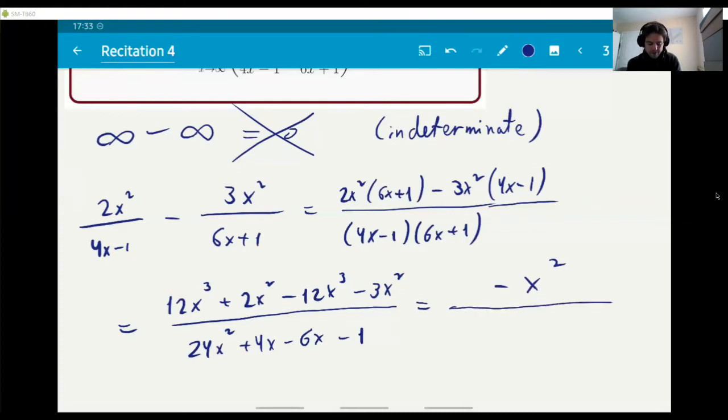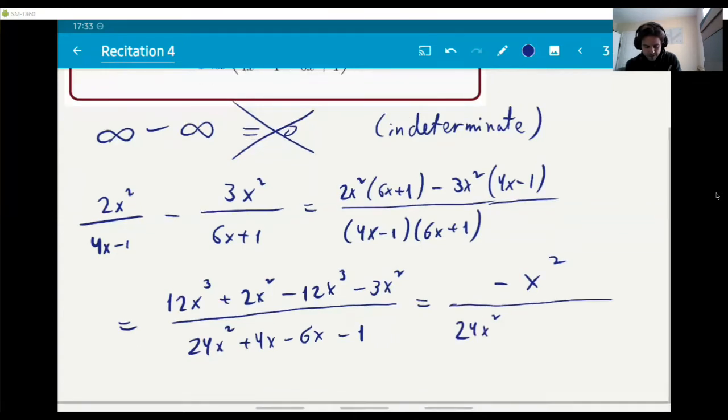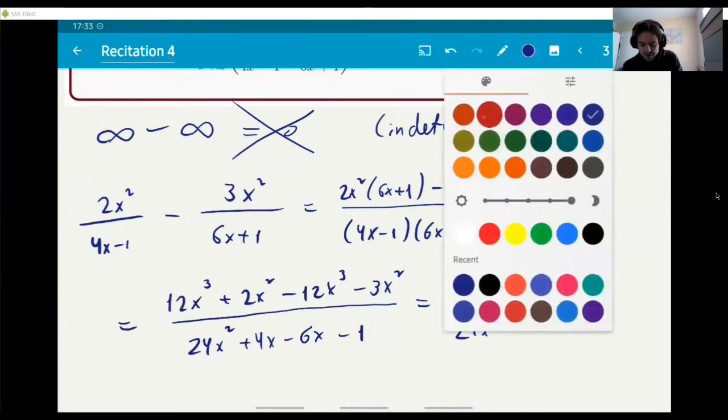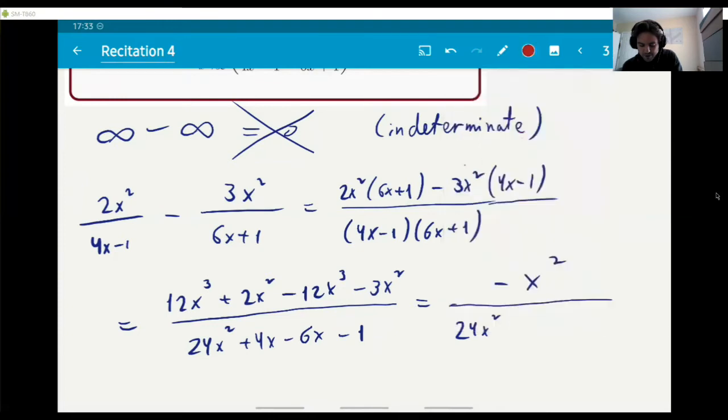And what is happening downstairs? You have 24x squared plus, I just realized I have a typo. You may have already seen it. Good thing that I just realized it. It's the 3x squared term. When I distributed it inside here, I'm going to fix this in red, that should have been a plus 3x squared.